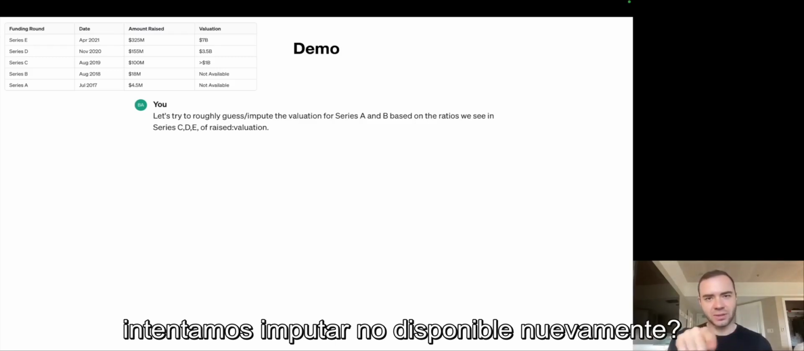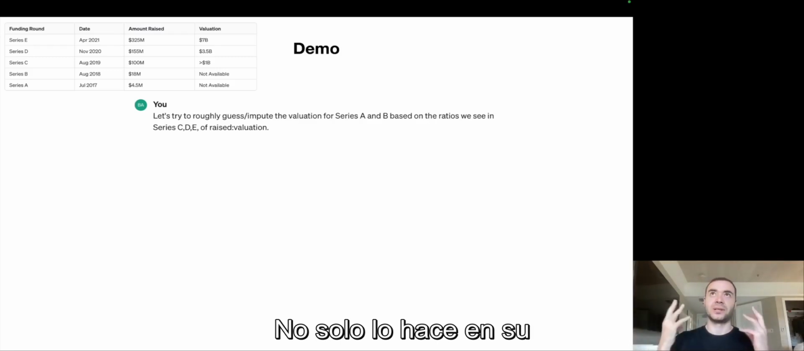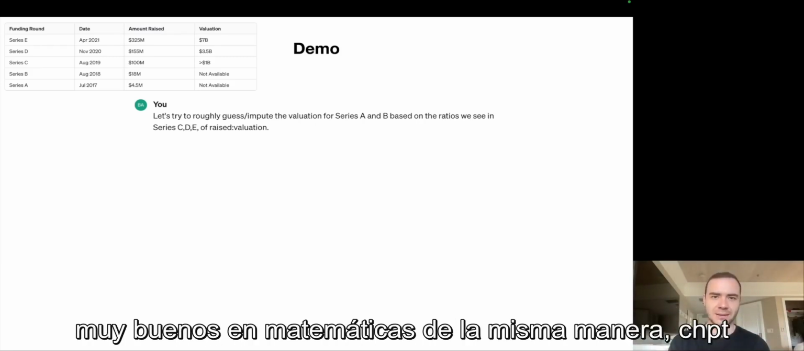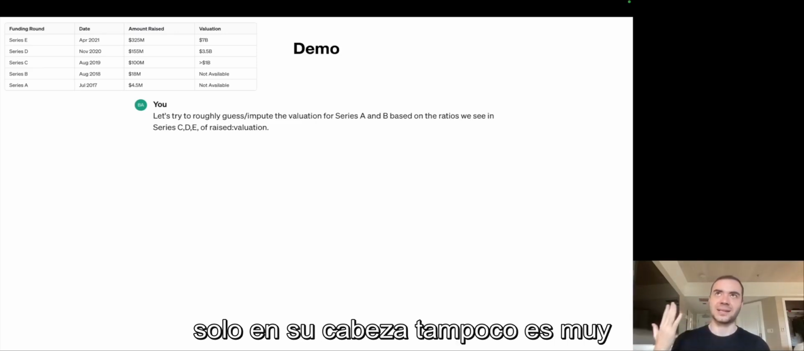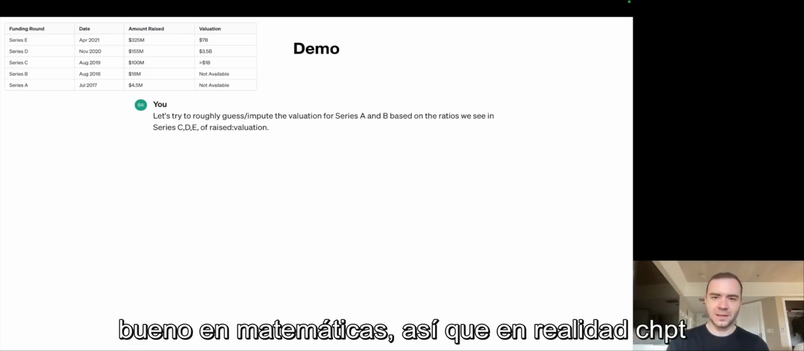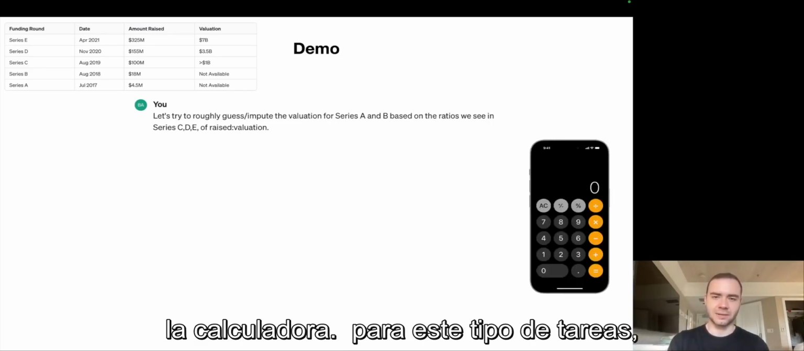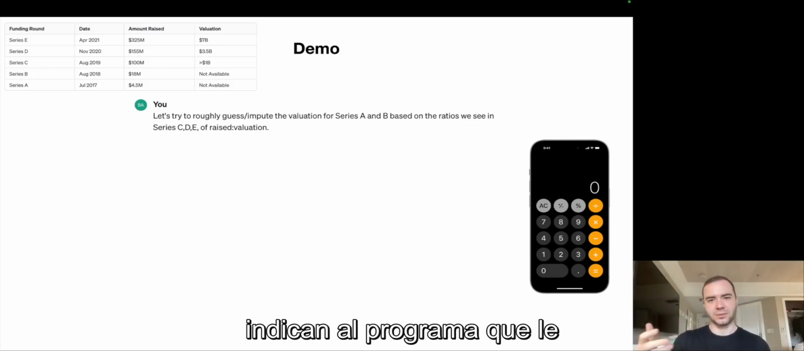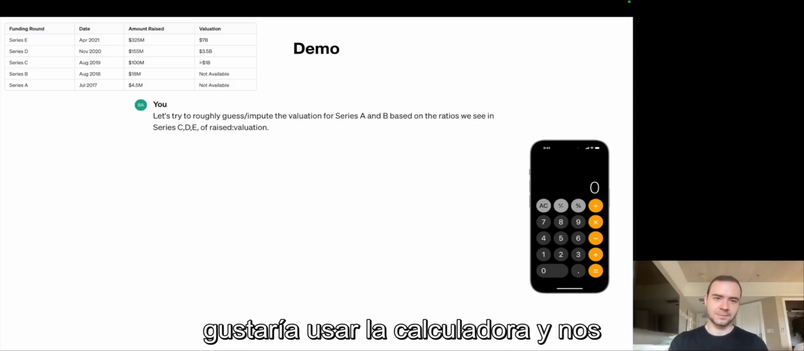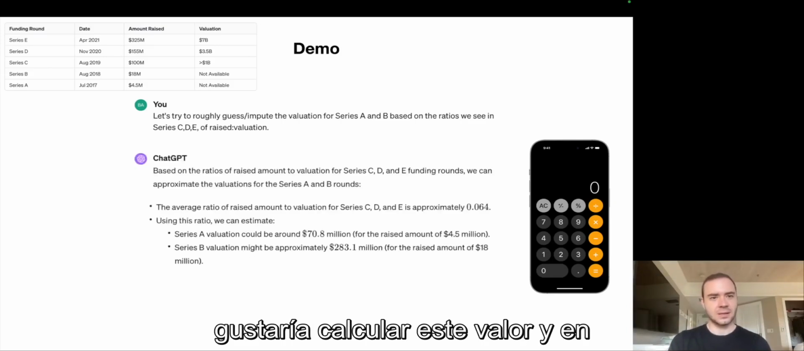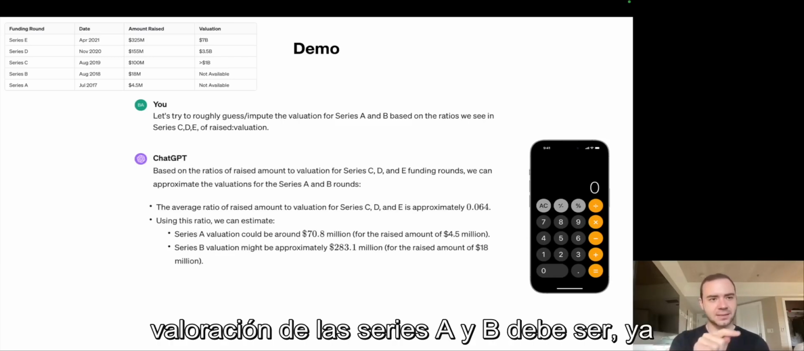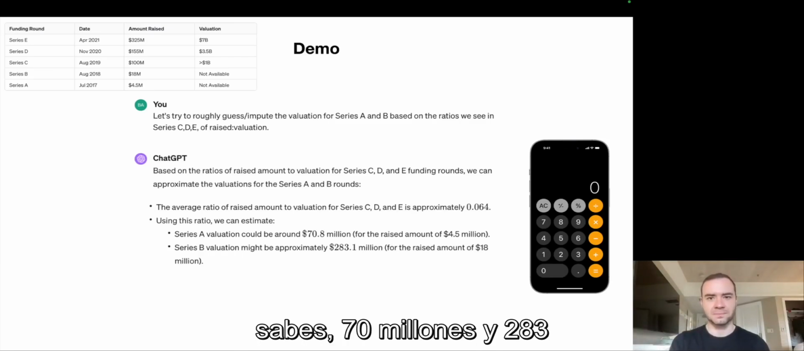Well, if we're trying to impute not available, again, you don't just try to work it out in your head. That would be very complicated because you and I are not very good at math. In the same way, ChatGPT, just in its head, is not very good at math either. So actually, ChatGPT understands that it should use a calculator for these kinds of tasks. So it again emits special words that indicate to the program that it would like to use the calculator and would like to calculate this value. What it does is it calculates all the ratios, and then based on the ratios, it calculates that the series A and B valuation must be, whatever it is, 70 million and 283 million.